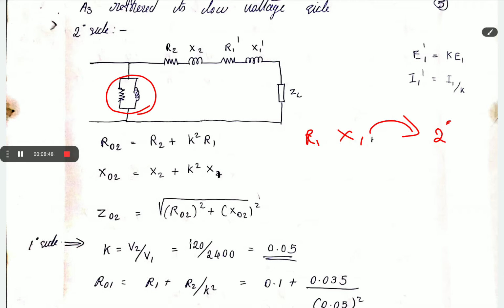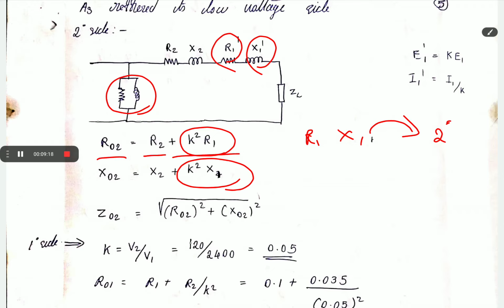To transfer from secondary to primary, what did we do? For resistance, reactance and impedance, we just divide it by K square. So if you want to transfer parameters from primary to secondary, then just multiply by K square. That is, to get R1 dash, just multiply it by K square. And if you want X1 dash, just multiply it by K square. So total R02 is R2 plus the sum of these two values: R2 plus R1 dash. Similarly X02 is X2 plus X1 dash.